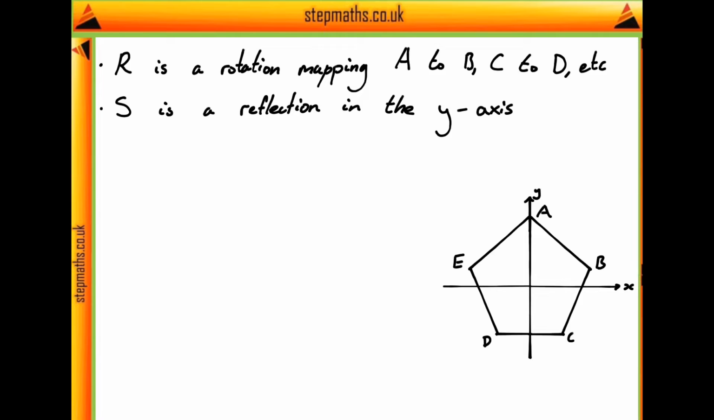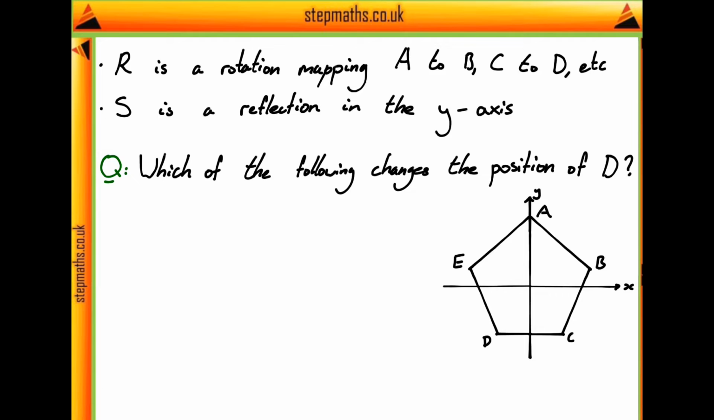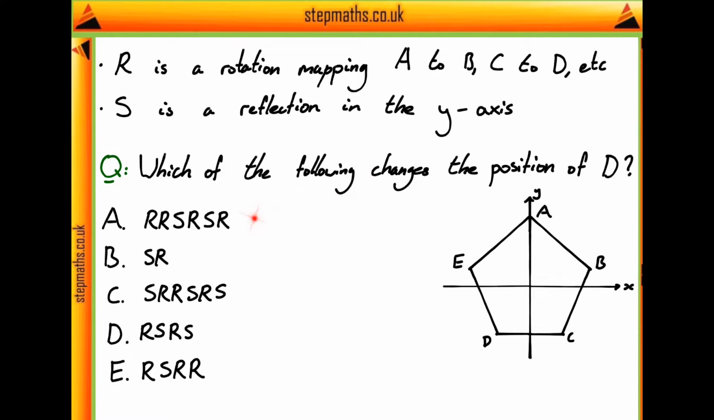So R, of course, is just going to be this rotation of one point round a clockwise direction, and S just a reflection. With this information, then, what the question asks us to do is to find out which of the following changes the position of D, and we're given these 5 different orders of these transformations which we were just told about, R and S. If you'd like to have a go at this question yourself, then please pause the video now, otherwise we'll have a go at doing it together.